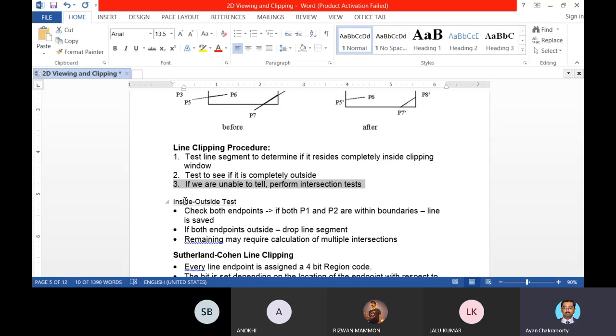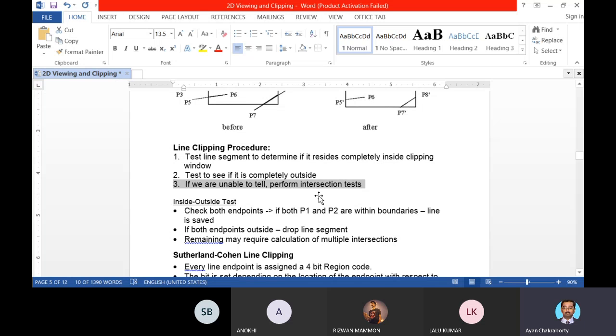Check both the endpoints. If both P1 and P2 are within the boundary, the line is saved. If both endpoints are outside, drop the line segment. Remaining may require calculation of multiple intersections.